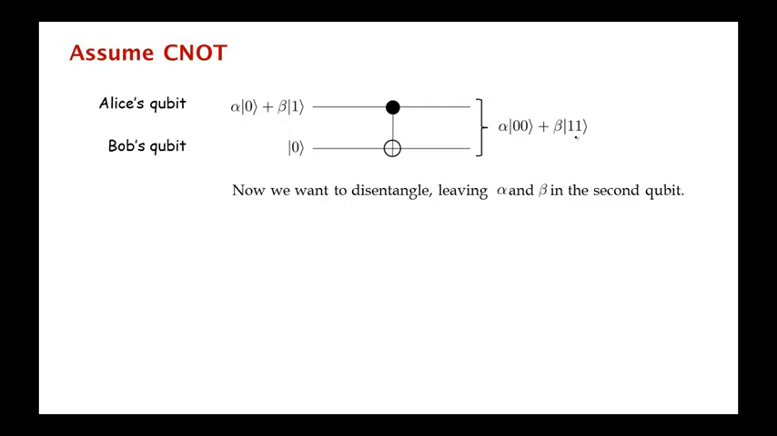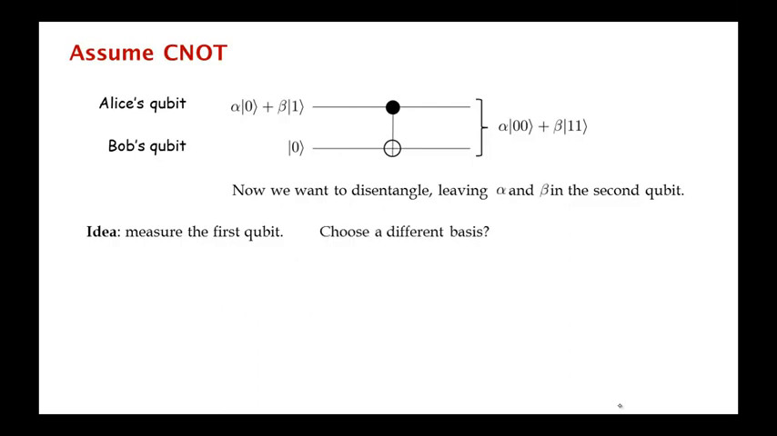Okay, so what should Alice do? Well, she could try measuring her qubit. Okay, so if she measures in the standard basis, what happens? Well, if she measures and the outcome is 0, then the new state of the qubits is just 0, 0. And what's the state of Bob's qubit? Well, it's just 0. On the other hand, if she sees a 1, the state of his qubit is just 1. So alpha and beta just disappear if you do a measurement in the standard basis. So measuring the first qubit in the standard basis was a terrible idea.